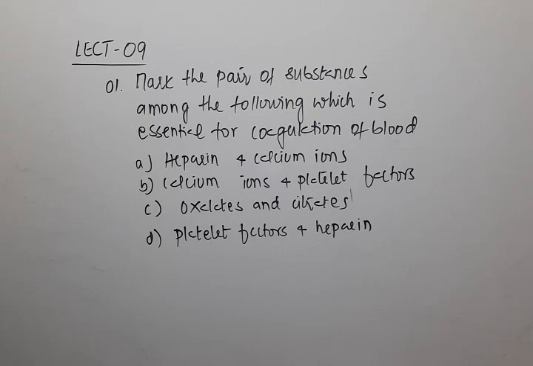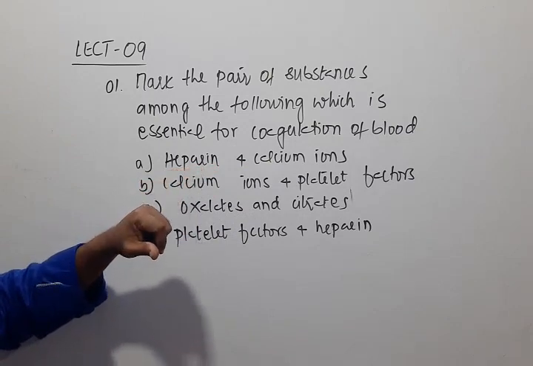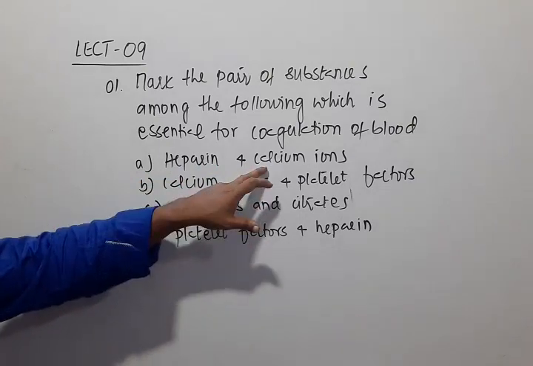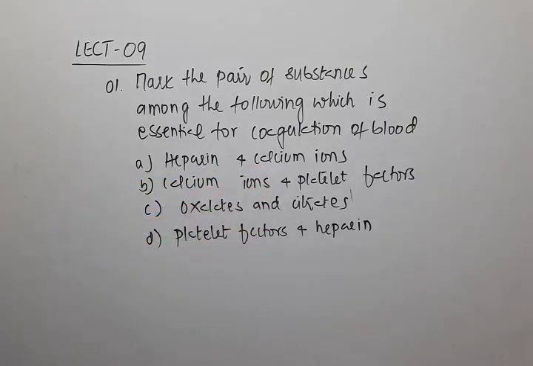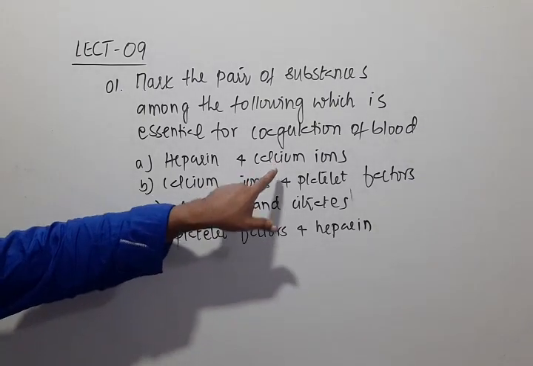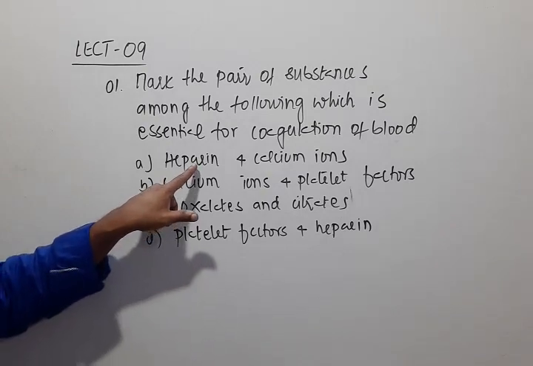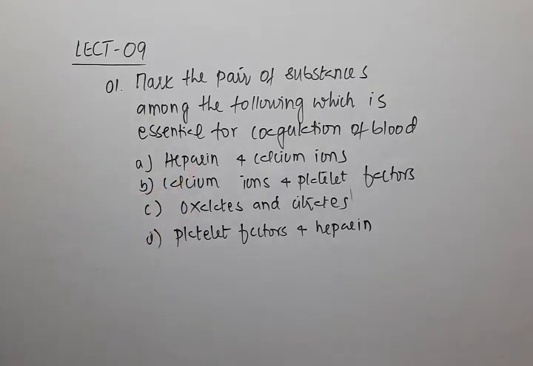So the first option is heparin. Heparin is an anticoagulant substance, and calcium ions are the ones which help in coagulation of blood. We have seen already in the synopsis all those 13 clotting factors. Among them, we know clotting factor 4 is calcium ions. And heparin is an anticoagulant substance.